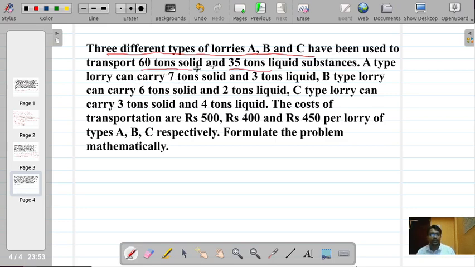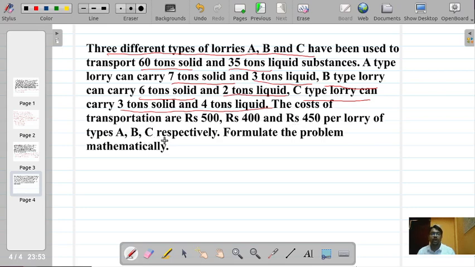There are 3 types of lorries, A, B and C. A type lorry can carry 7 tons solid and 3 tons liquid, B type lorry can carry 6 tons solid and 2 tons liquid, and C type lorry can carry 3 tons solid and 4 tons liquid. The costs for transportation are 500, 400, 450 per lorry of types A, B, C.